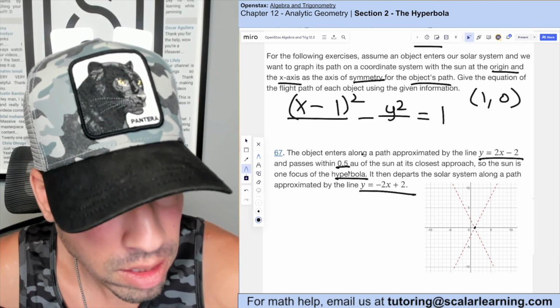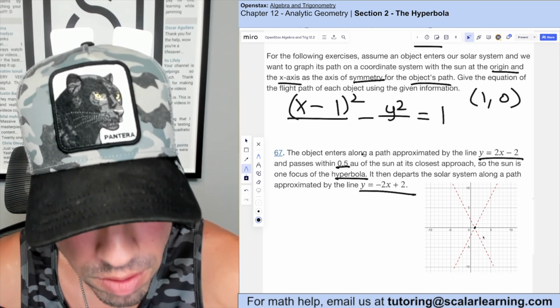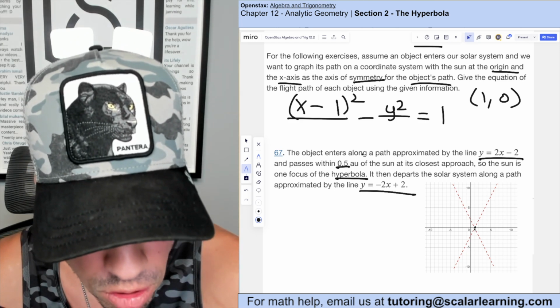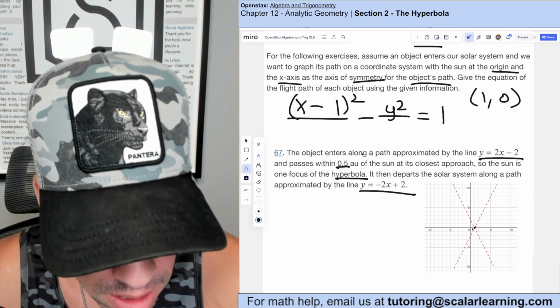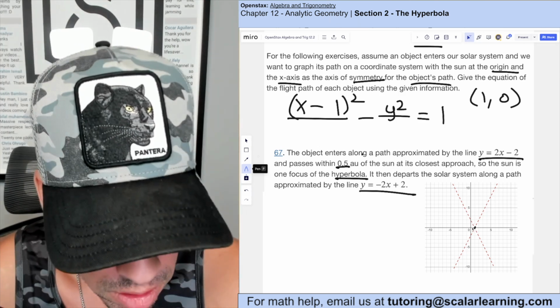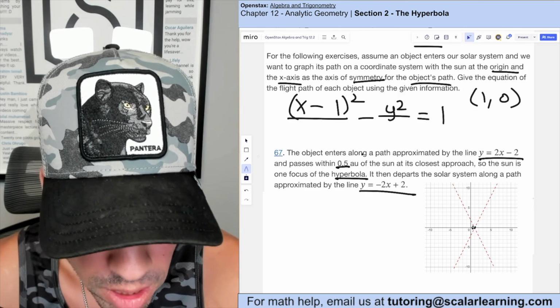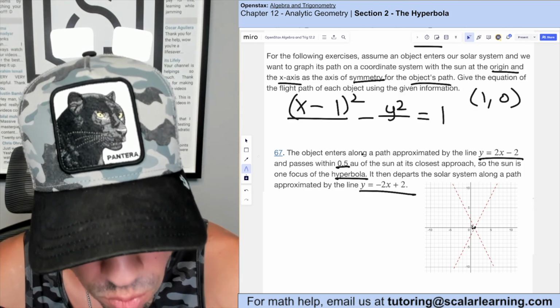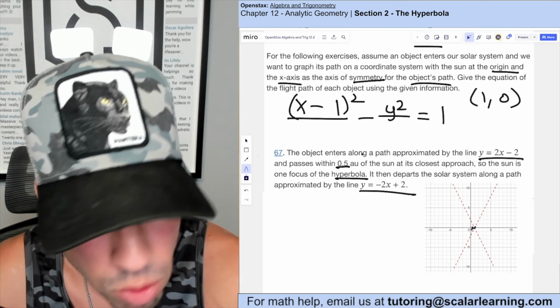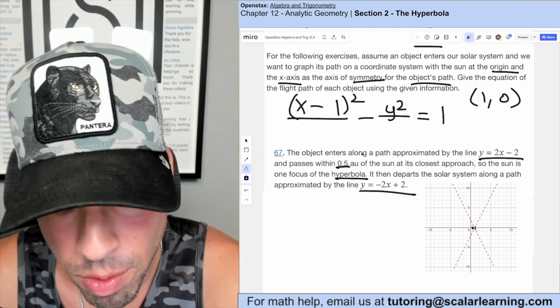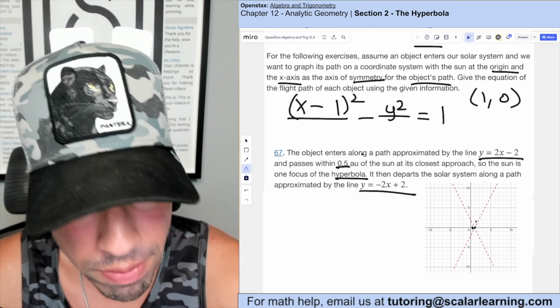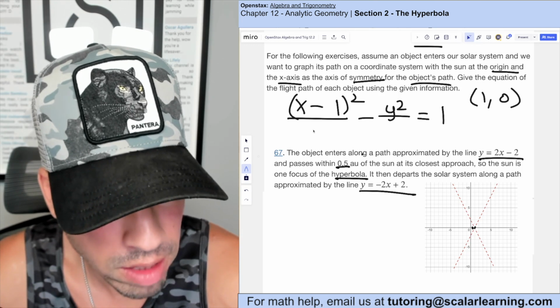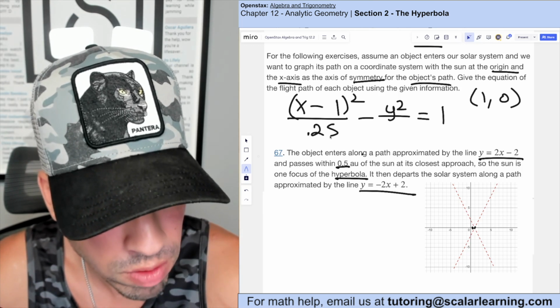And it says it goes within 0.5 units of the sun, and the sun is right here at the origin. So that means that my vertex over here is going to be at 1/2, okay? Because that's going to come and wrap around that sun at the focus, which is at 0. So then that distance from 1 to 1/2 is 0.5, and you're going to square that and put that under the x, which is 0.25, okay?